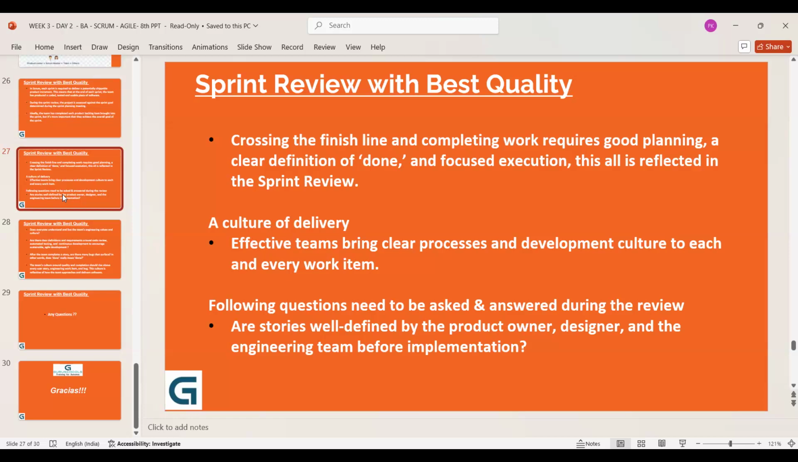Sprint review with best quality. Crossing the finish line and completing work requires good planning, a clear definition of done, and focused execution. This all is reflected in the sprint review.